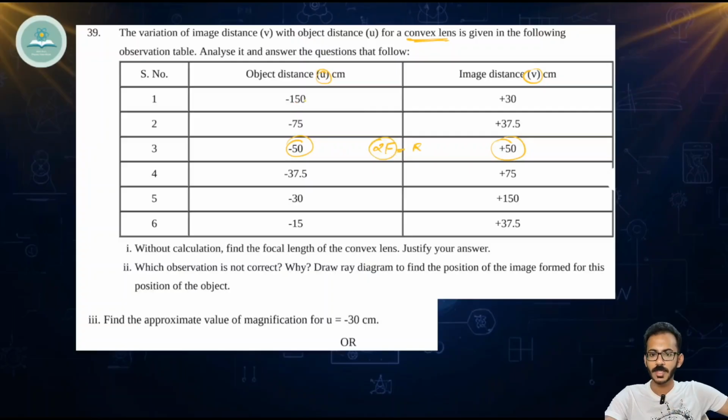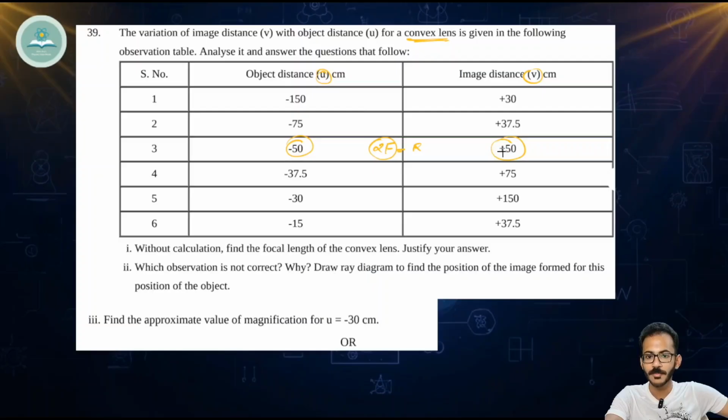Again, one more thing is, we know when the object is kept at infinity, image will be formed at focus. And if the object is kept at focus, image will be formed at infinity. So the relation will be like that. Here we can see 150. Along with 150, we have the number 30. Same way, with 30, we have 150. With minus 75, we have 37.5. With 37.5, we have 75.